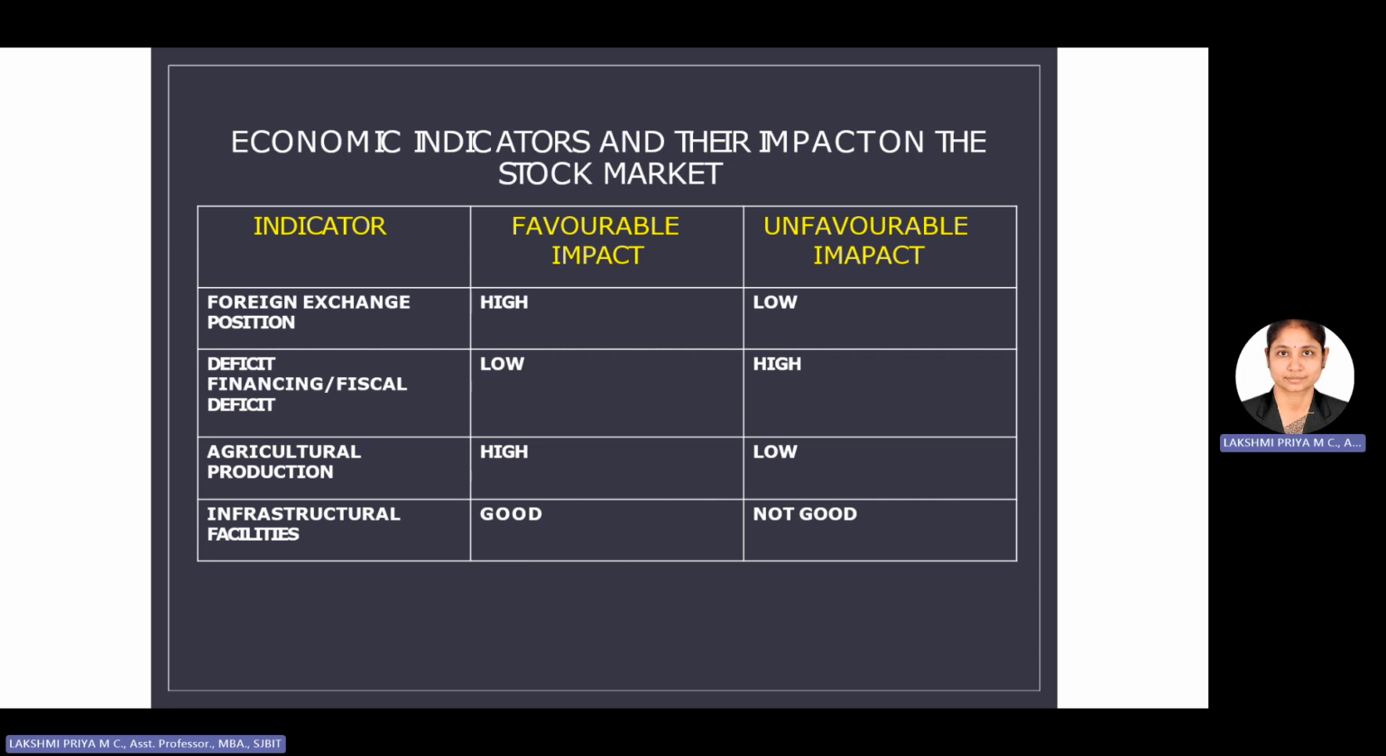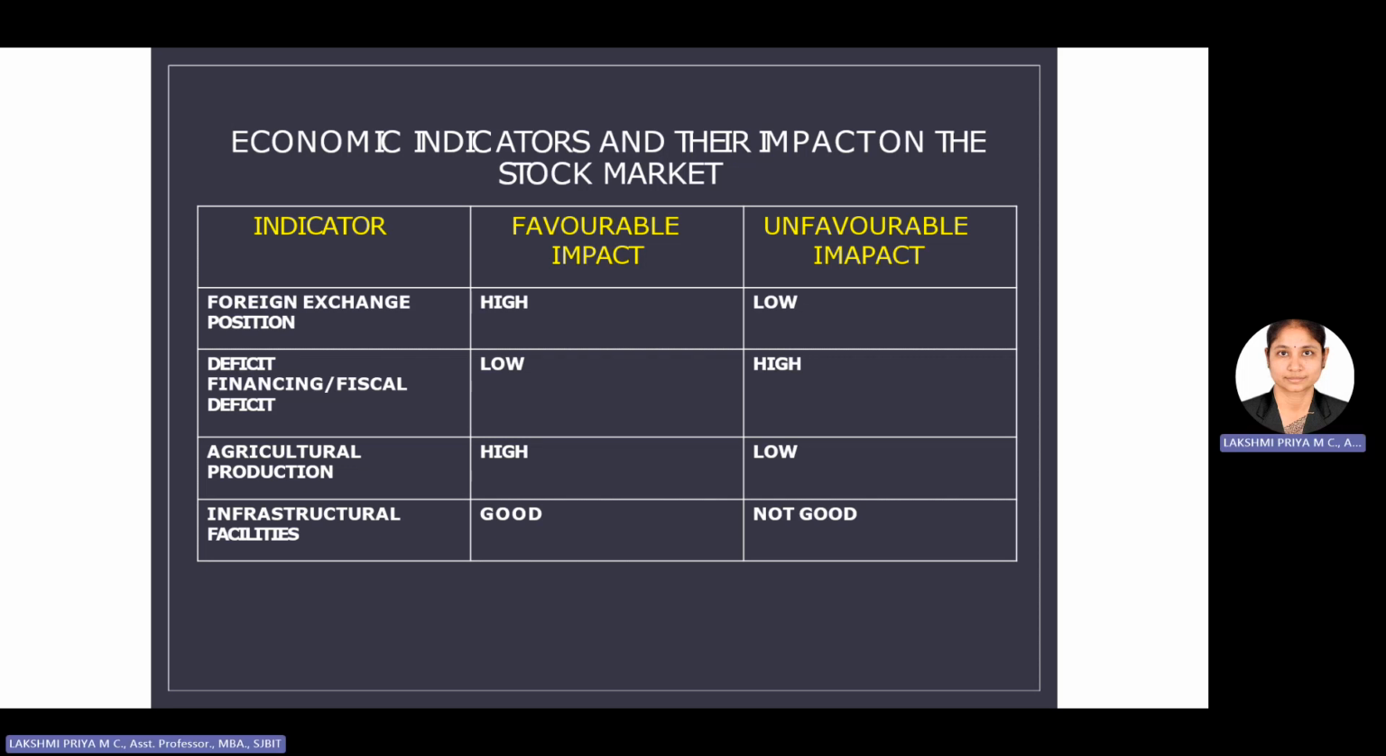And international economic conditions also affect the stock markets because worldwide economies are not independent, they are interdependent. The boom or the depression in one country would affect other countries and also the stock market. For example, the US subprime crisis bankruptcies affected the other countries and also the stock market.